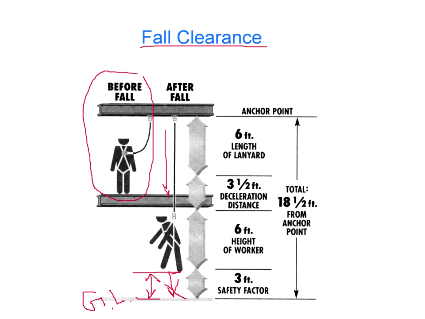This is ground level. GL means ground level. So he should not touch the ground, because if he touches, he will hit the ground. It is dangerous for him. This is not good. So we have to measure a safety factor for this.